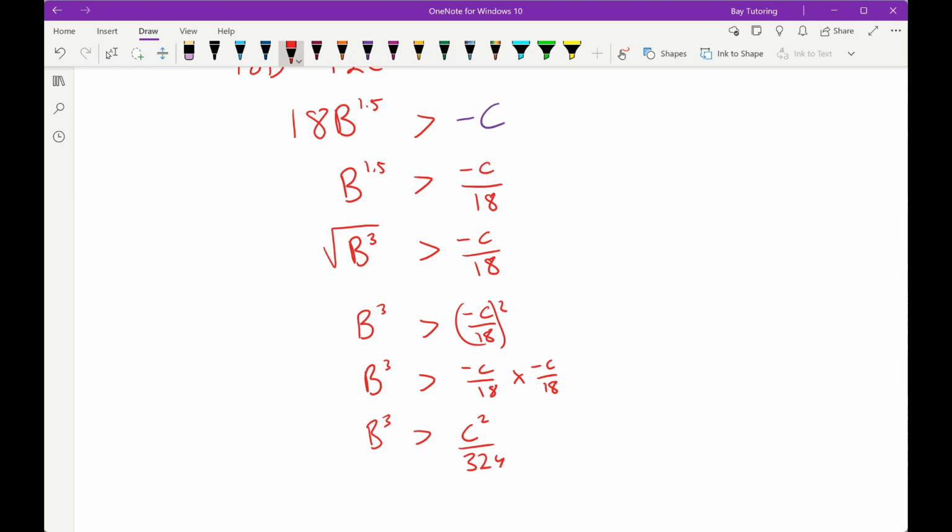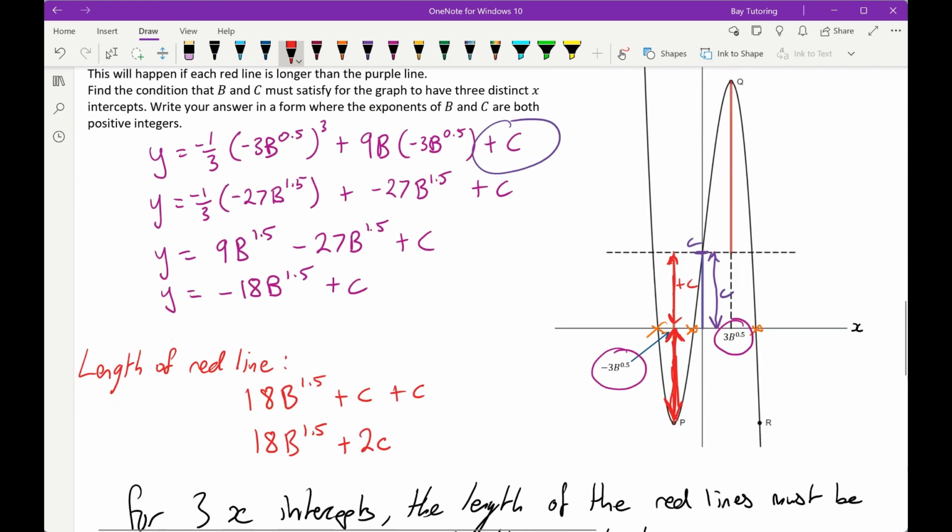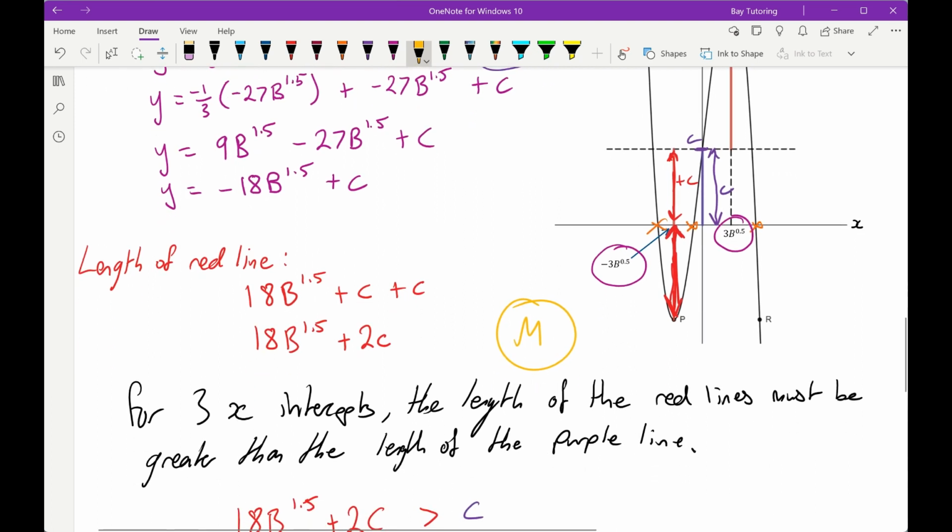Okay, so as I mentioned before, that is an excellence question. There's no achieved grade given for this one. To get merit, you need to get an expression for the length of the red line. So that would be getting to here. And again, you would have got the same answer if you had used point Q, so that would be absolutely fine. You'd still get 18b to the power of 1.5 plus 2c.